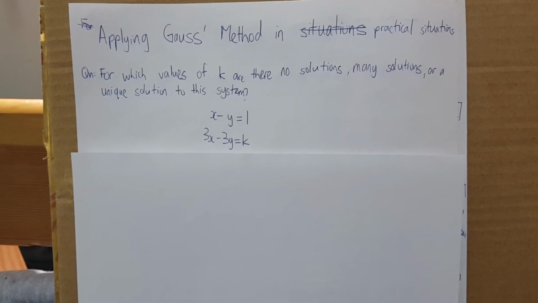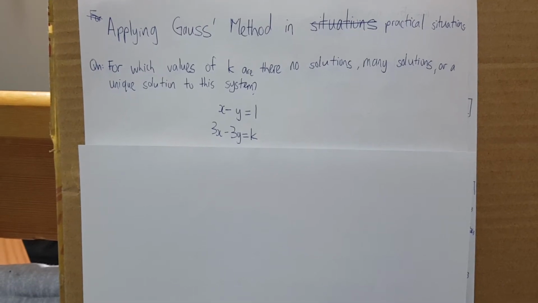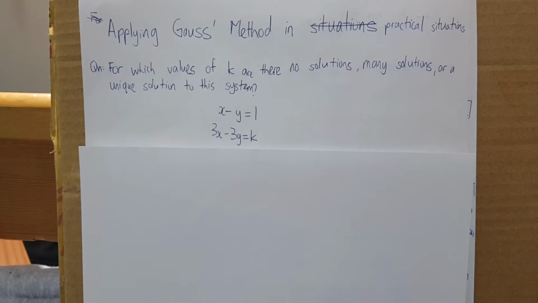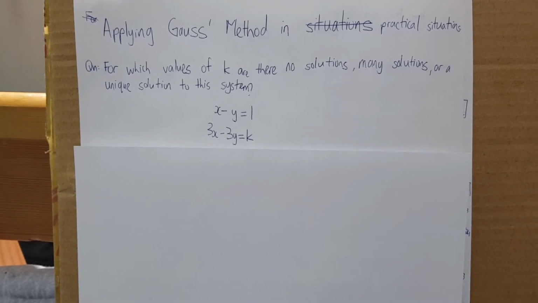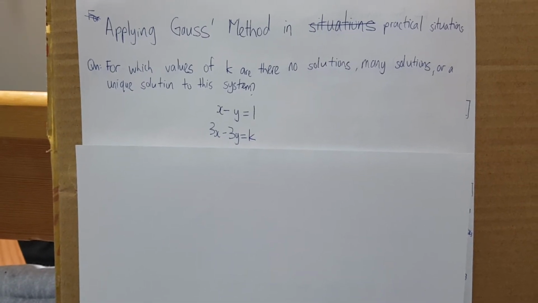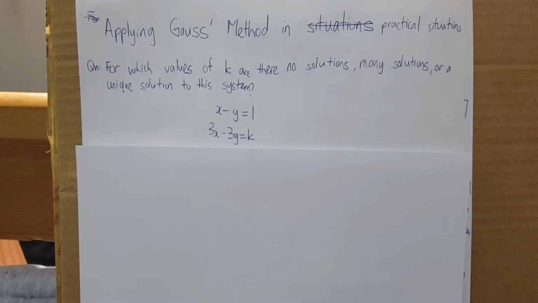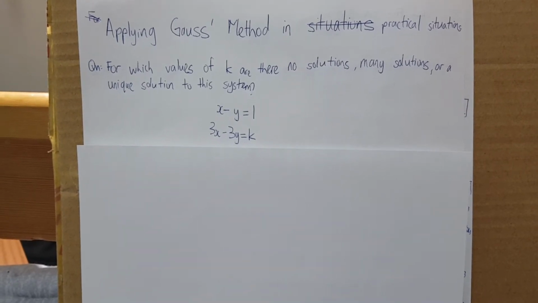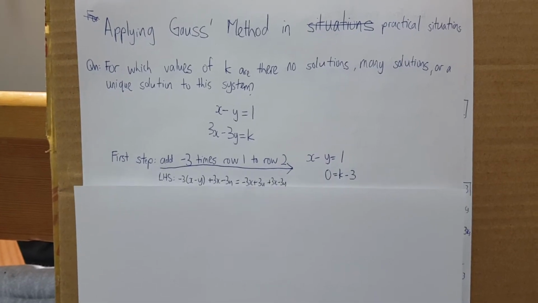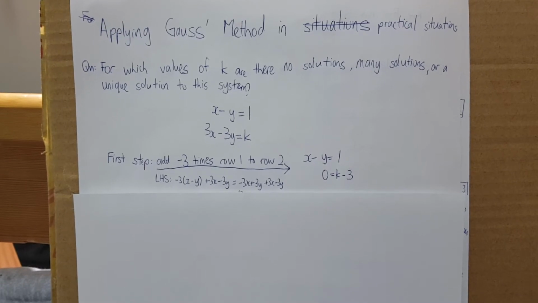In the past two videos, we were told to find the solution of the system. In this case, we want to determine the values of k for which there are no solutions, many solutions, or a unique solution. So what's our first step again? We notice that the two rows have the x variable, so we want to eliminate one of the x variables. So we add 3 times row 1 to row 2.